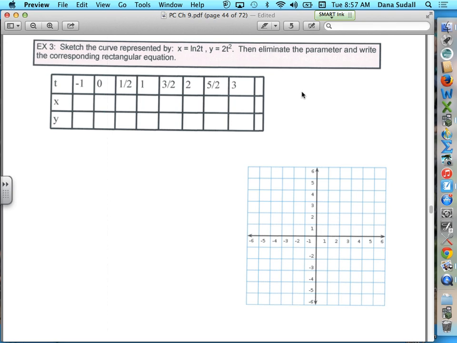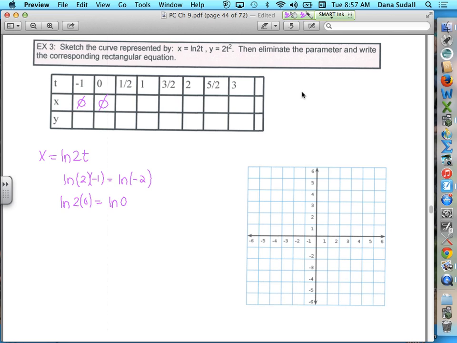All right, so let's plug some numbers in here. So x is ln of 2t. If I plug in -1, I would have ln of 2 times -1, which is the natural log of -2. If you remember anything about your logs, the value you take the log of has to be a positive value. So it's undefined there at -1. If I plug in 0, I'm going to have 2 times 0. The ln of 0 is also undefined.